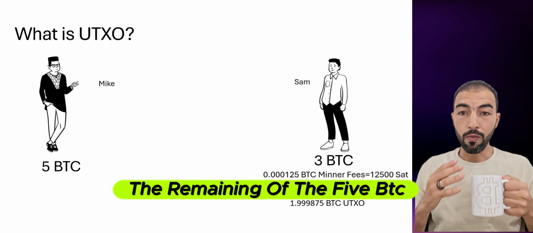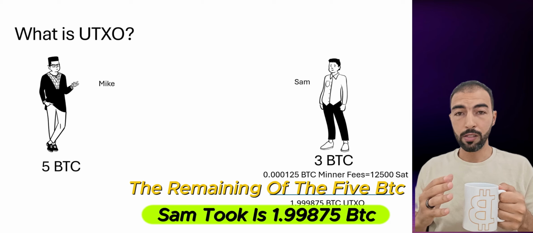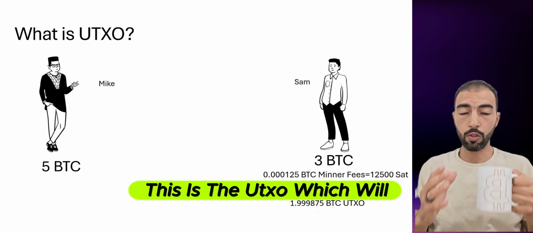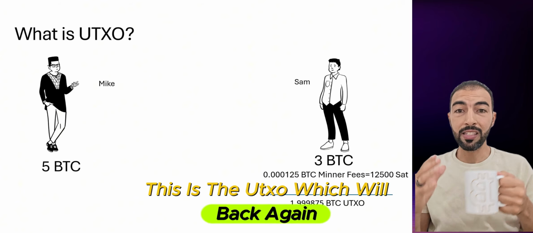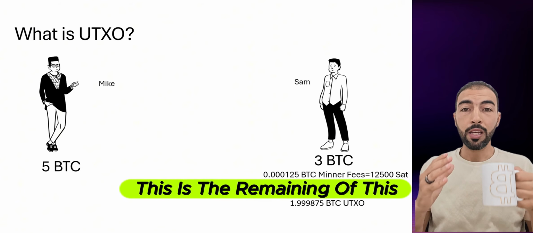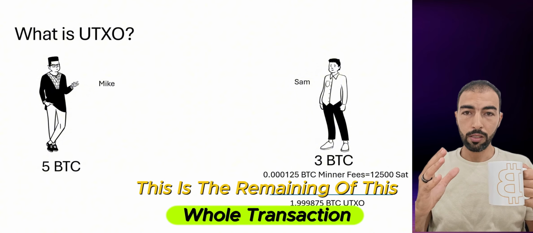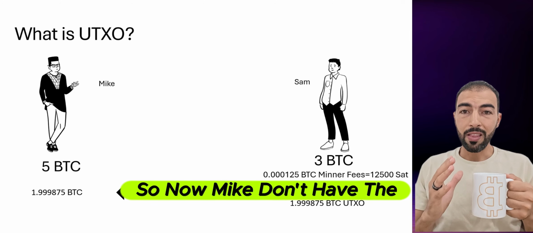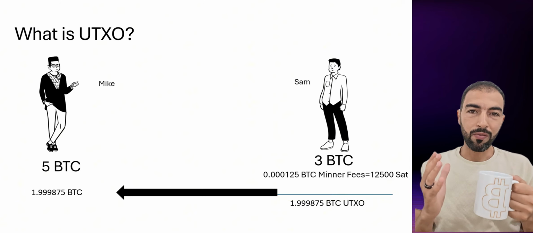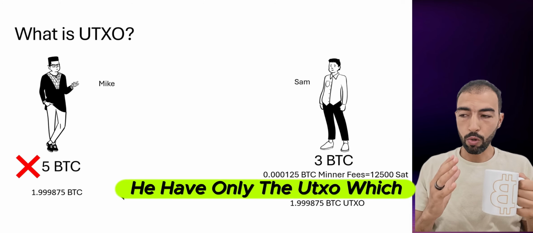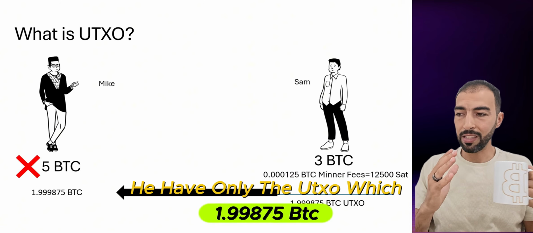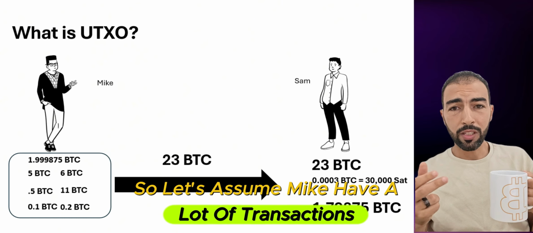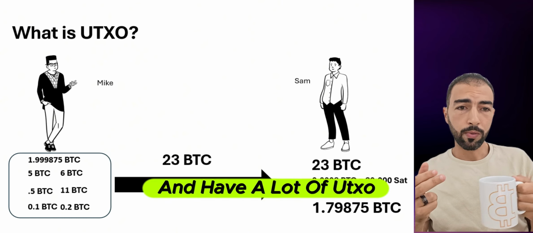So the remaining of the 5 BTC after Sam took his part is 1.99875 BTC. This is the UTXO, which will come back again. This is the change. This is the remaining of this whole transaction. It will go back again to Mike. So now Mike doesn't have the 5 BTC. He has only the UTXO, which is 1.99875 BTC.